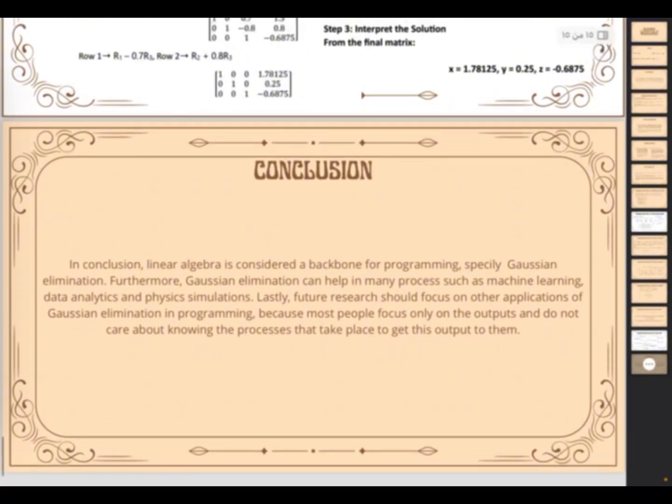Furthermore, Gaussian elimination can help in many processes such as machine learning, data analytics, and physics simulation. And as we saw in the previous examples, we can use Gaussian elimination in these three applications. Lastly, future research, which is something very important, should focus on other applications of Gaussian elimination in programming, because most people focus only on the outputs and do not care about knowing the process that takes place to get this output to them. That was the presentation.